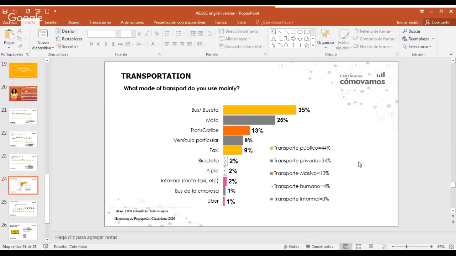Transcaribe is the newest, the fastest and the safest transportation in the city. I really recommend people to use it, and we started to use this kind of transportation in 2016. It's really new, but it's really efficient, it's good, and it's good to try if you are in Cartagena.